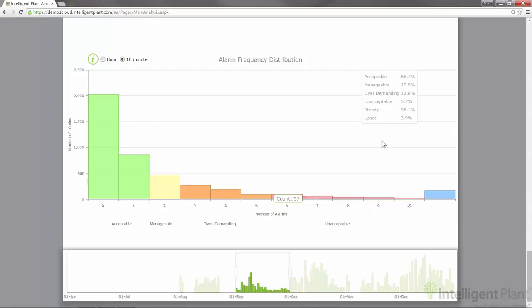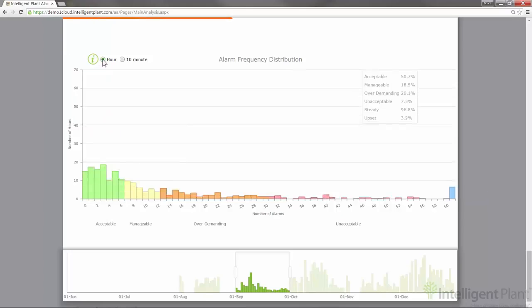We can see that the performance is acceptable for 66% of the time, but is unacceptable for nearly 6%, and is in upset for 3.9%. And since our upset target is less than 1%, this is significantly higher than desired. All 10 minutes with greater than 10 alarms go into the blue column, and we can see this happened 169 times. We can also view this on an hourly basis.